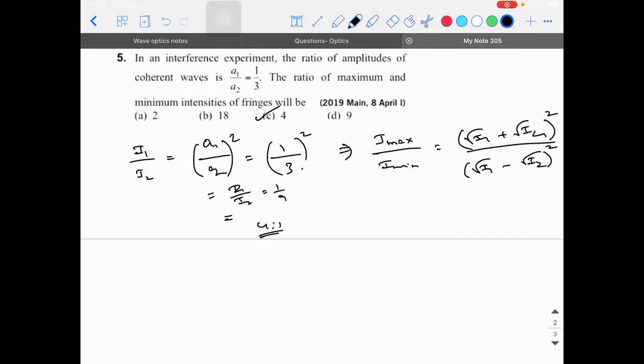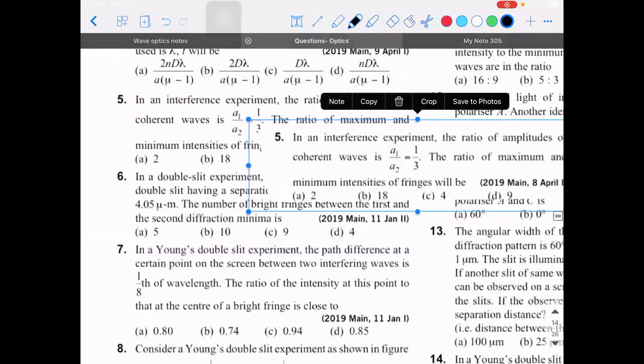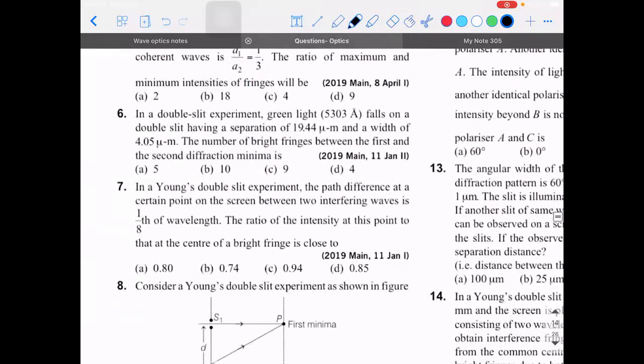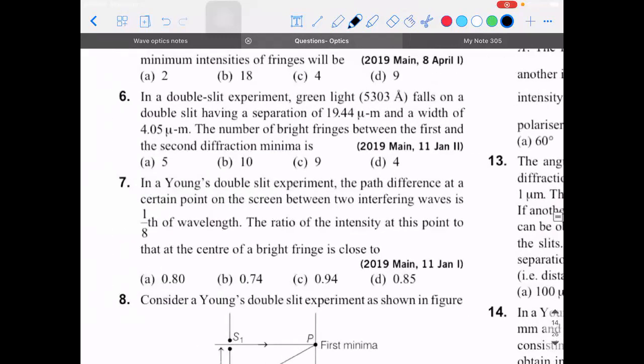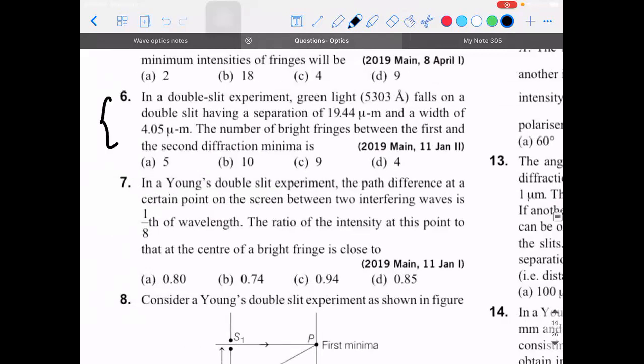It's similar to the third problem. Next. Okay, this concept involves diffraction. Are you guys comfortable with diffraction?